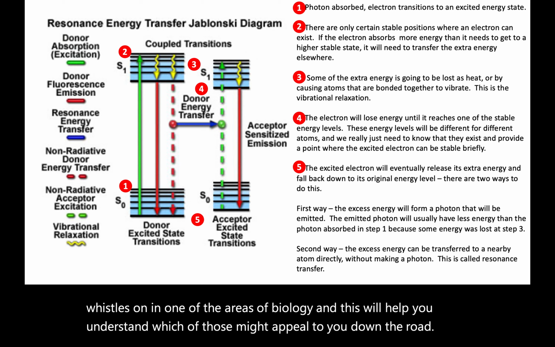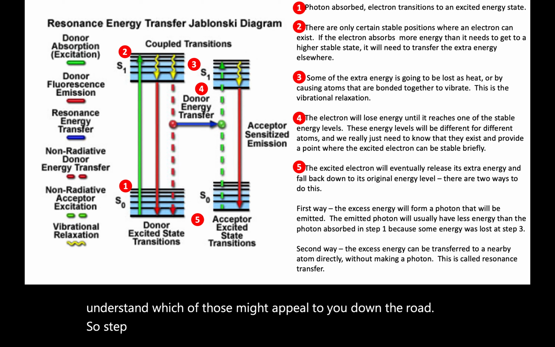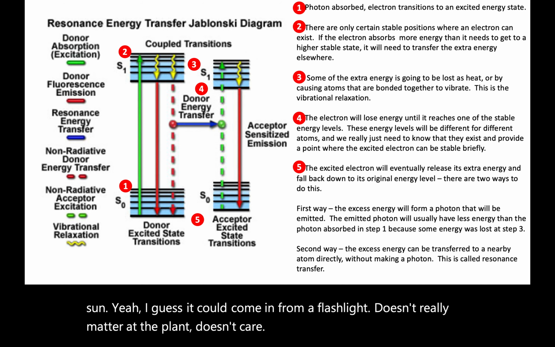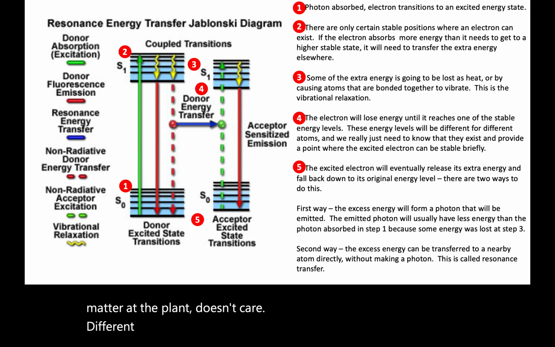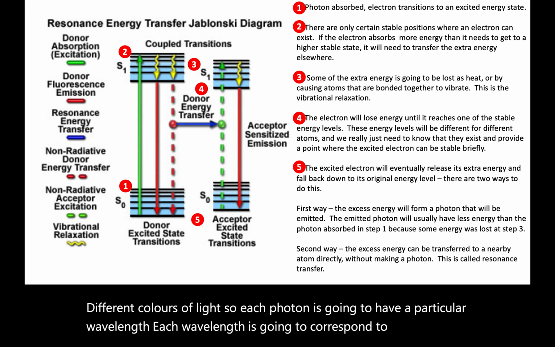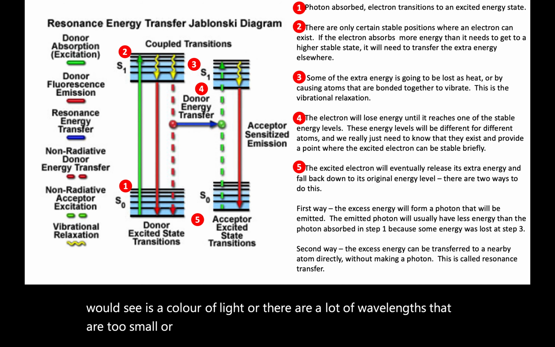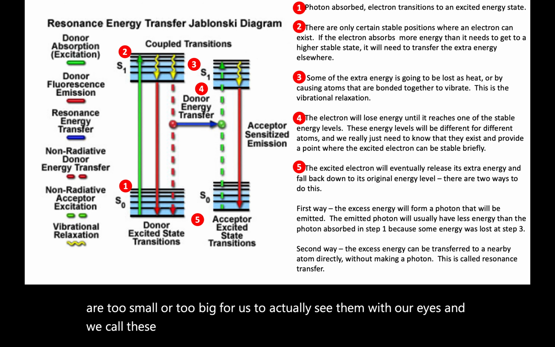Okay, so step one, you get a photon that comes in all the way from the sun. I guess it could come in from a flashlight. It doesn't really matter. The plant doesn't care. Different colors of light: each photon is going to have a particular wavelength. Each wavelength corresponds to what we would see as a color of light, or there are a lot of wavelengths that are too small or too big for us to actually see with our eyes. We call these ultraviolet and infrared radiation, respectively.